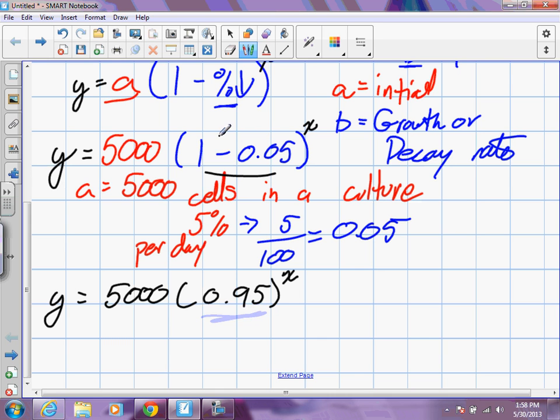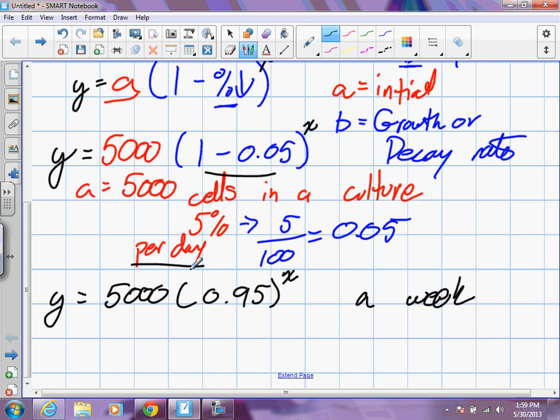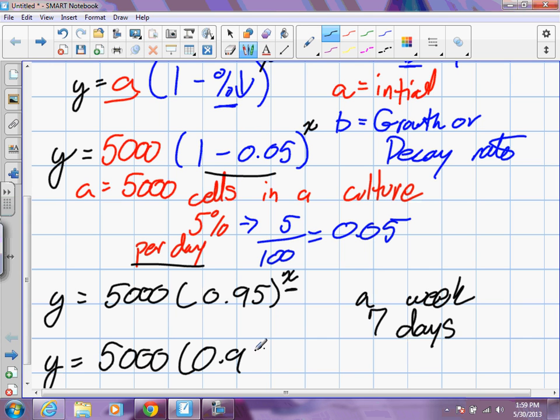So let's find out how many cells will be left after a week. Now, because our decay rate is per day, we have to convert our weeks into days. How many days in a week? 7. So really, we're looking after 7 days. So that means our x value will be the number 7 in this case. So y is equal to 5,000 times 0.95 to the power of 7.